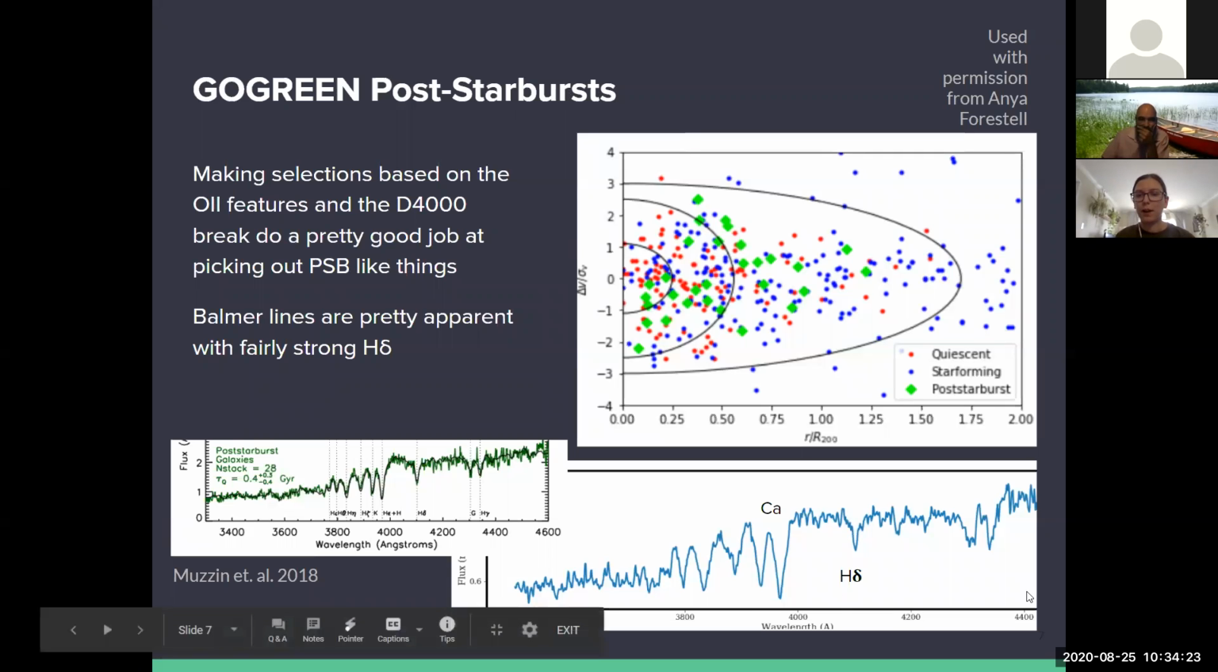This plot up at the top here is from Anya. She was looking at the post-starburst galaxies in phase space, similar to Muzzin et al. as well, where she finds a fairly similar distribution. The idea is that we'll be able to compare the distribution of these spectroscopically identified post-starbursts with those that Adam found. And then also compare the differences between this population, the Green Valley, and the blue quiescent galaxies.